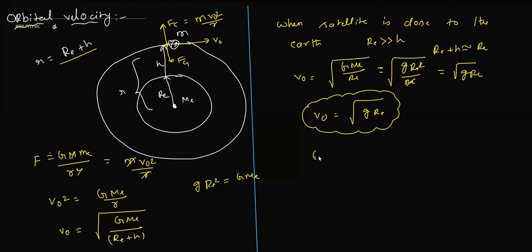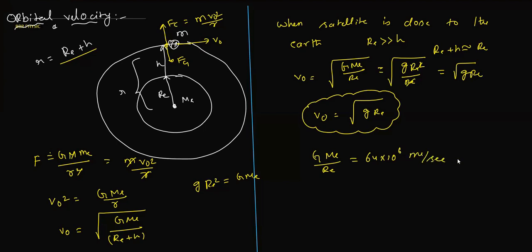So we have G ME divided by RE. G stands for 6.67 into 10 raised to minus 11, the universal gravitational constant. ME is the mass of the Earth. RE is the radius of the Earth. If I calculate this value, it comes out to 64 into 10 raised to 6, in meters squared per second squared.